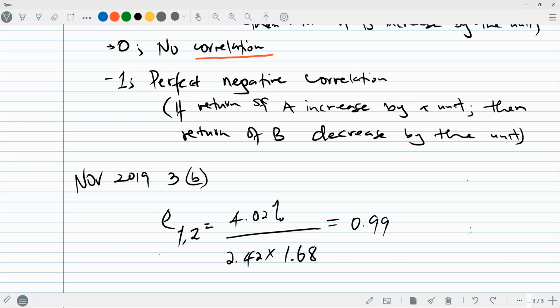Which means therefore we can say that the returns between y and z are perfectly positively correlated. If y increased by 10%, then z increased by 10%. If y decreased by 2%, then z decreased by 2%. Otherwise it is called perfect negative correlation. Clear?